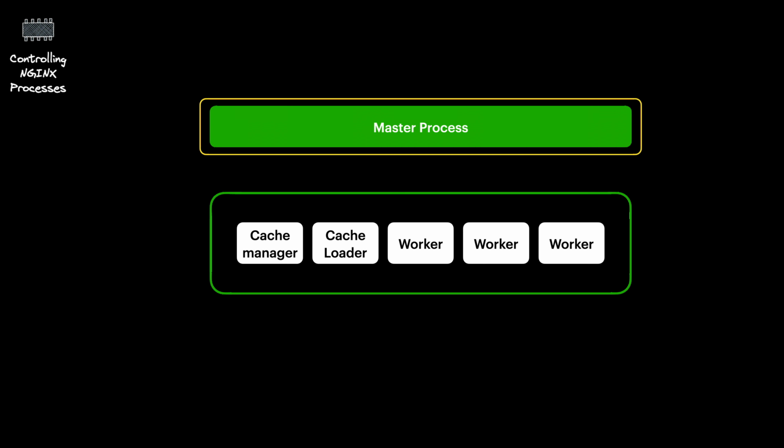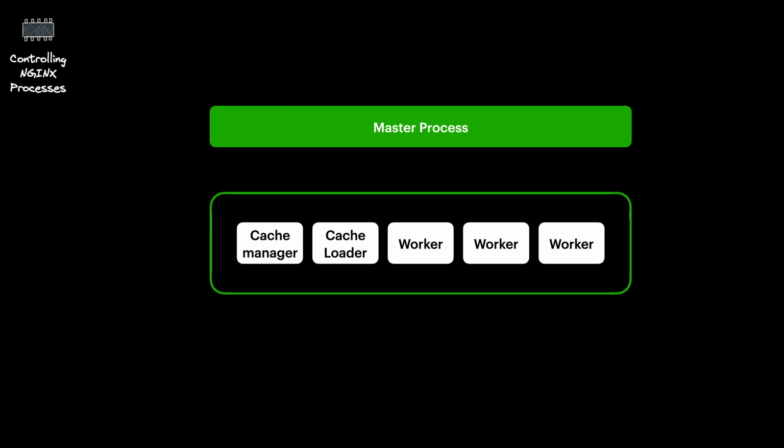Nginx has one master process and one or more worker processes. If caching is enabled, the cache loader and cache manager processes also run at startup. The main purpose of the master process is to read and evaluate configuration files, as well as maintain the worker processes. The worker processes do the actual handling of the requests.